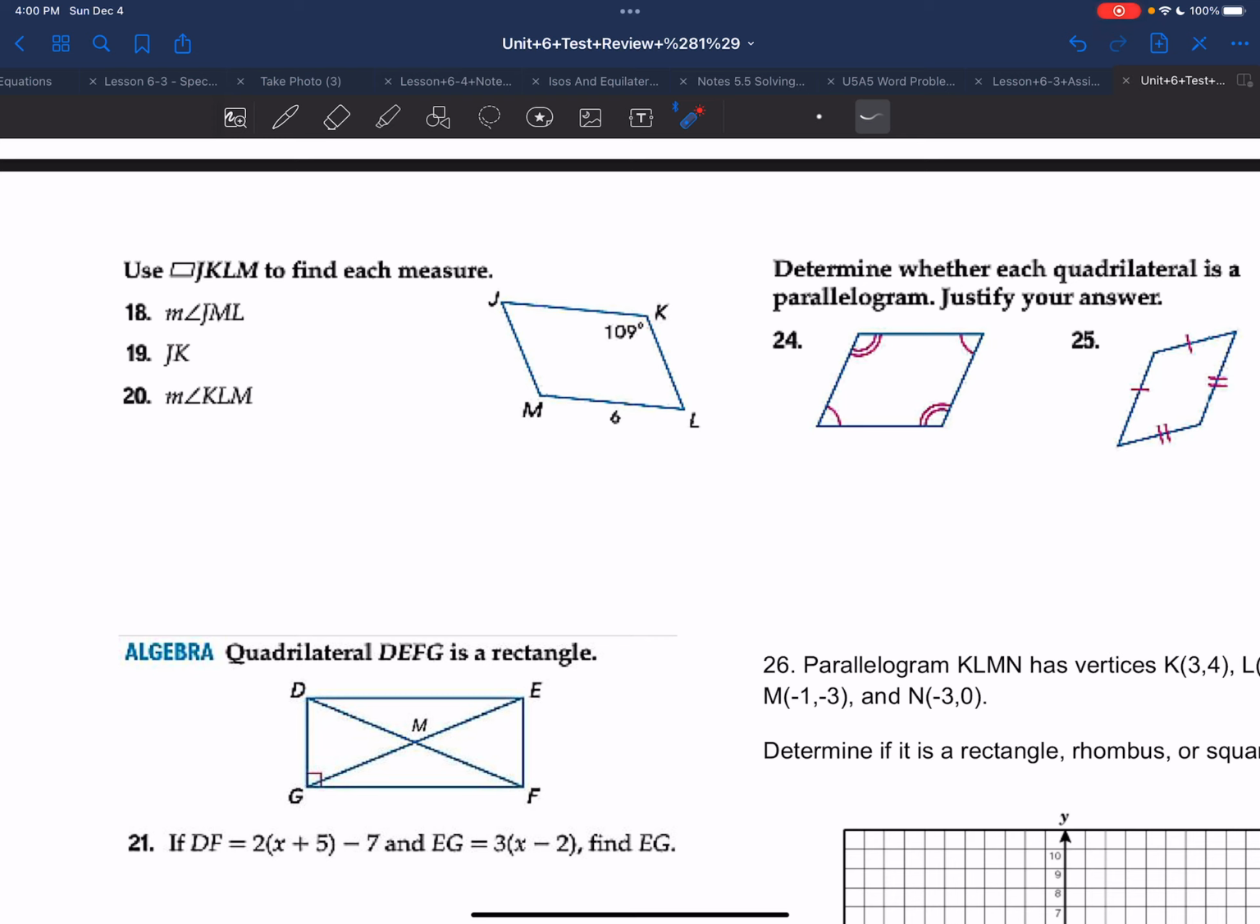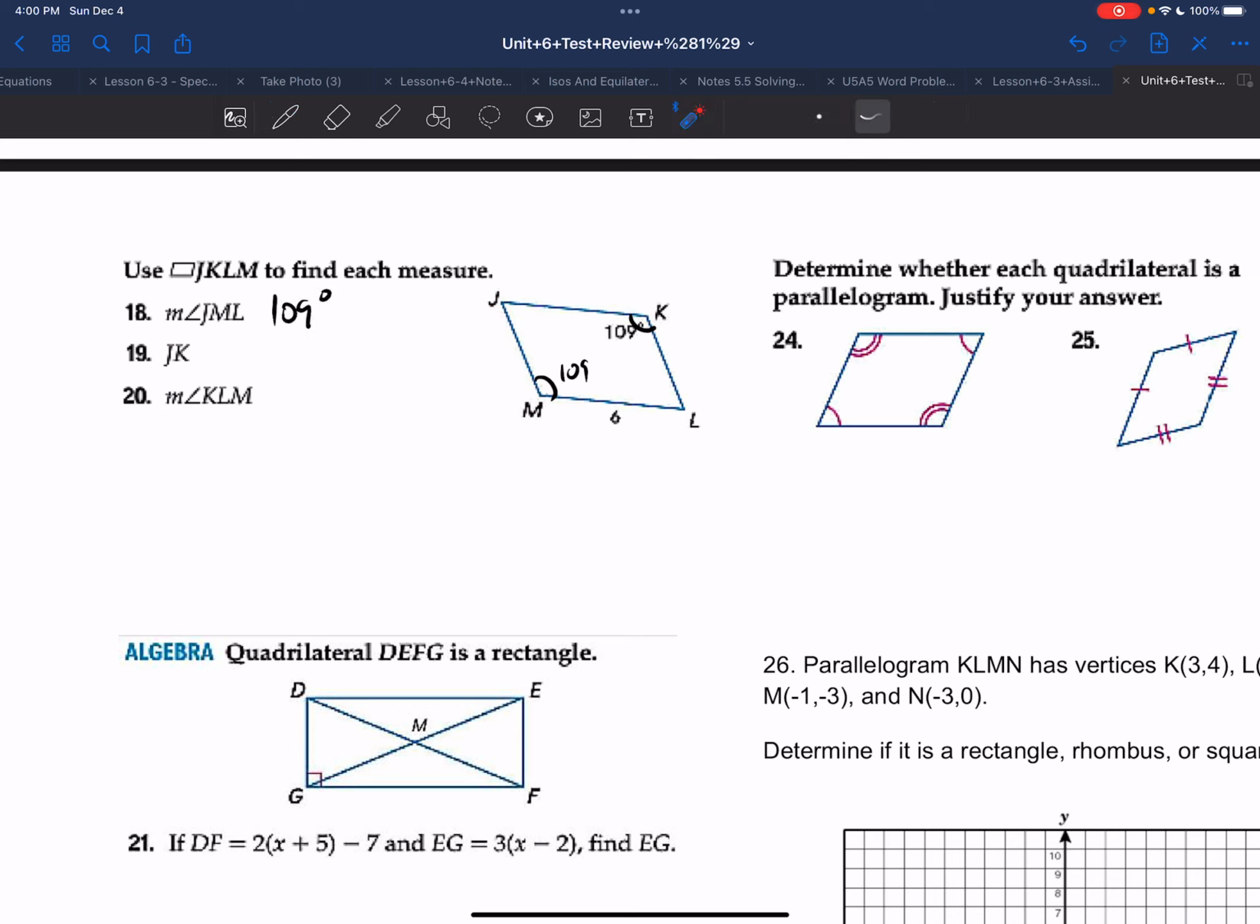Okay, so since this is a parallelogram, note that opposite angles are going to be congruent, right? So this angle here, the opposite to that angle is this angle over here. So if this is 109, of course this is going to be 109. So what does that mean? That means that JML is 109 degrees.